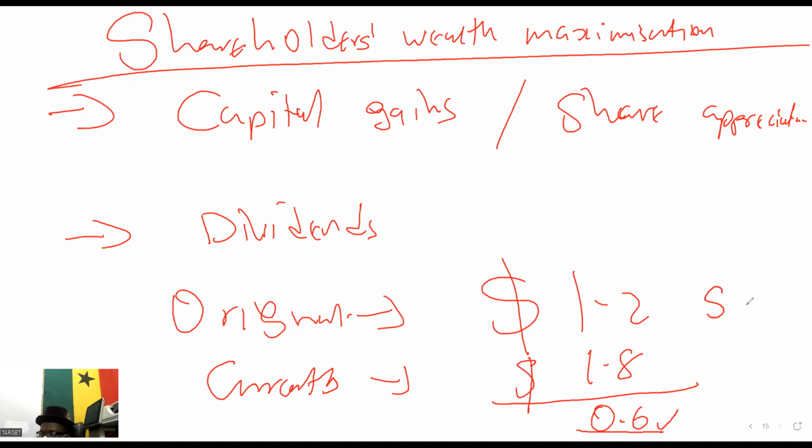What if from $1.2 it has reduced to $0.8? Then you are losing $0.4 on each share. And this is what we call shareholders' wealth. Now, if that year they have declared or distributed dividend, you add it to it, and then you are free to go. And then we move.